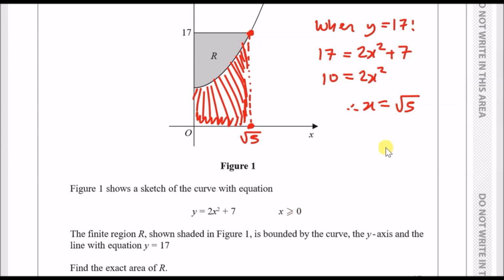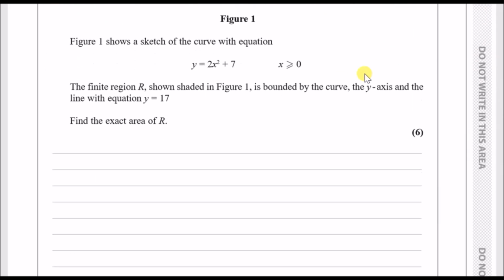We can now realize that this is just a nice rectangle. The base is root 5 and the height is 17. So the area of the rectangle is 17 times root 5, which is just 17 root 5. So that's the whole area. However, to get the region, we need to subtract the area under this curve from the rectangle. So let's do that.